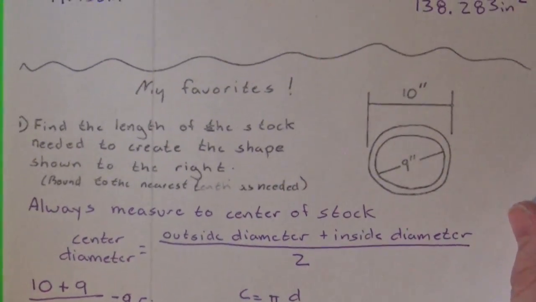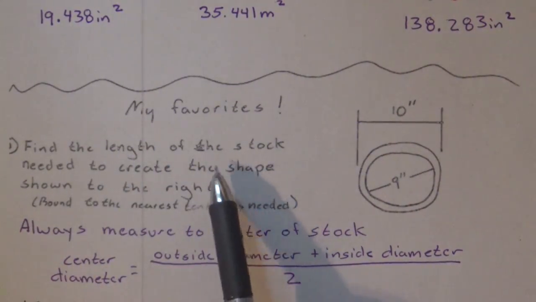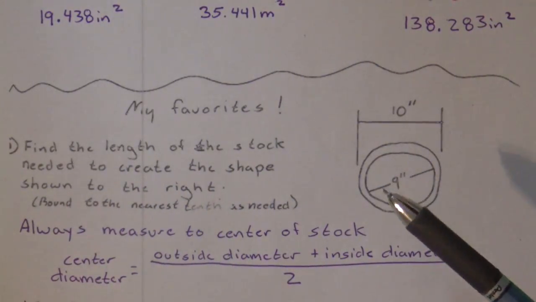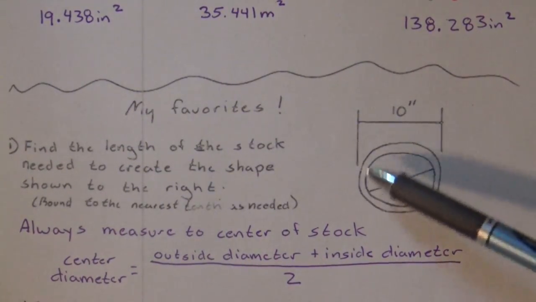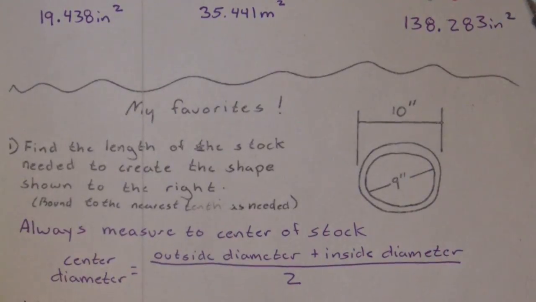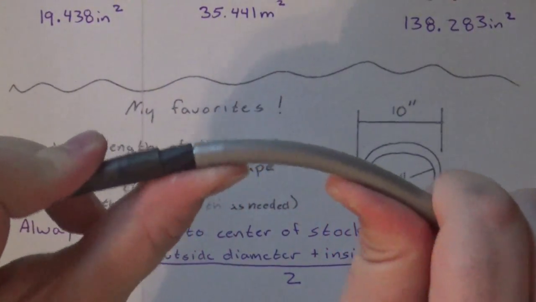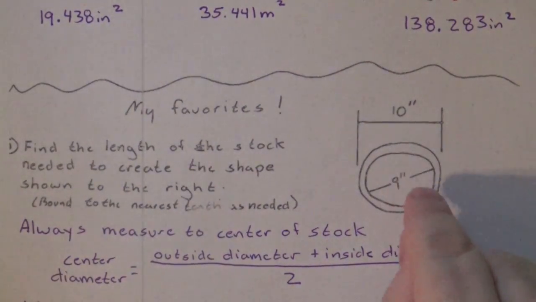Now, I am going to do this first. It says find the length of stock needed to create the shape shown to the right. Well, length of stock is basically a piece of pipe or a piece of rebar or anything like that, where you have to take it and bend it, and keep bending it until it makes the shape that you want.